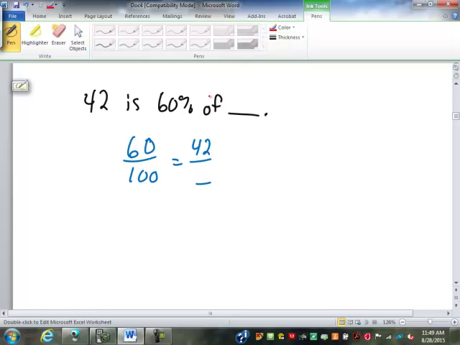We're still going to cross multiply and divide. Again, it's in a slightly different direction. 100 times 42 is 4,200. Then we'll divide by 60 to get 70. So 42 is 60% of 70.